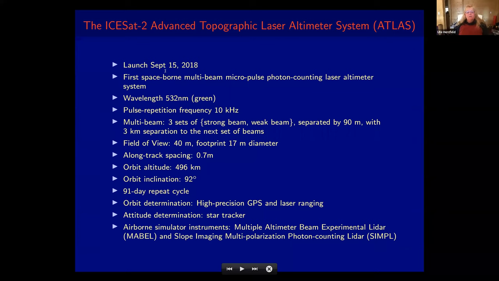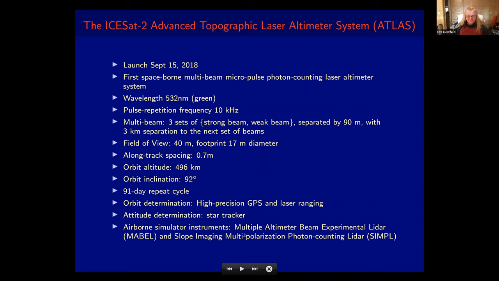launched over 3 years ago by now. It's a multi-beam micropulse photon counting laser altimeter system. While that may be a mouthful, in essence, it means that rather than something like ERS-1 or GeoSat or ICESat, we do not have a single pulse which then gets integrated. Instead, we have swarms of little micropulses which rapidly hit the Earth, and we are recording photon events from every single photon that gets back to the sensor. So that's a lot of photons, especially during daytime. The sensor operates at 532 nanometers and so forth. Interestingly, it's a multi-beam sensor, so it has three sets of strong beams and three sets of weak beams and so forth.